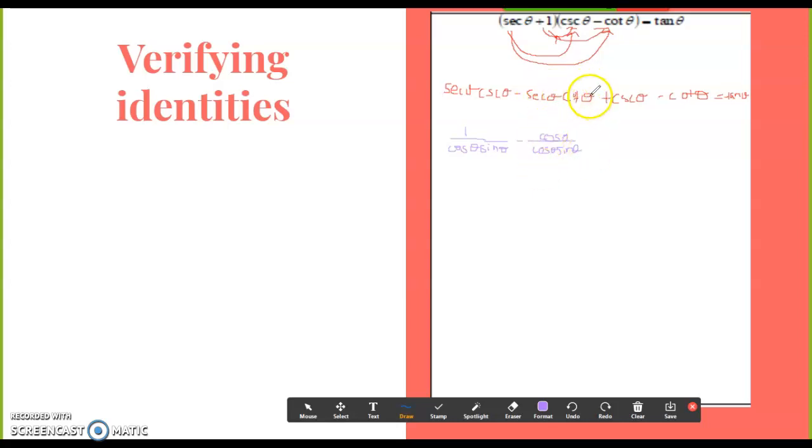Secant here, cotangent here. Plus cosecant of theta, well, that is just 1 over sine, so I'd have 1 over sine theta. Minus cotangent of theta, again that's just cosine of theta over sine theta. And this is equal to the tangent of theta.